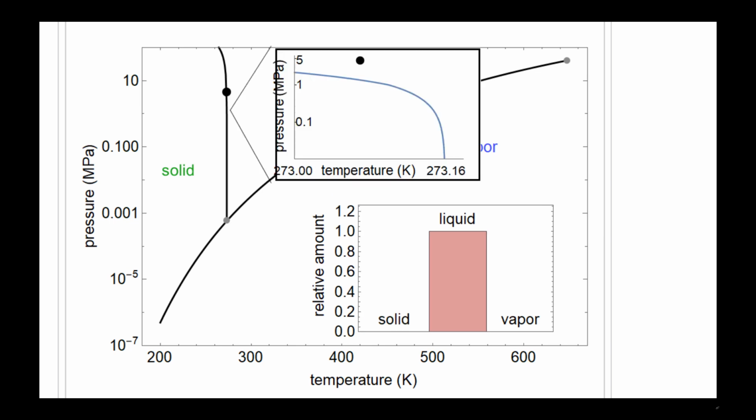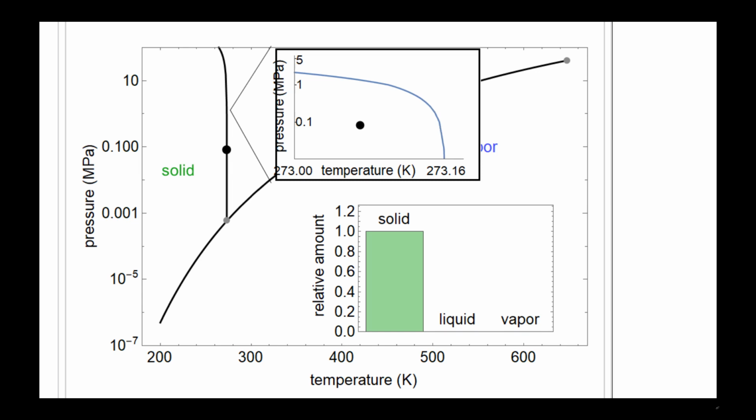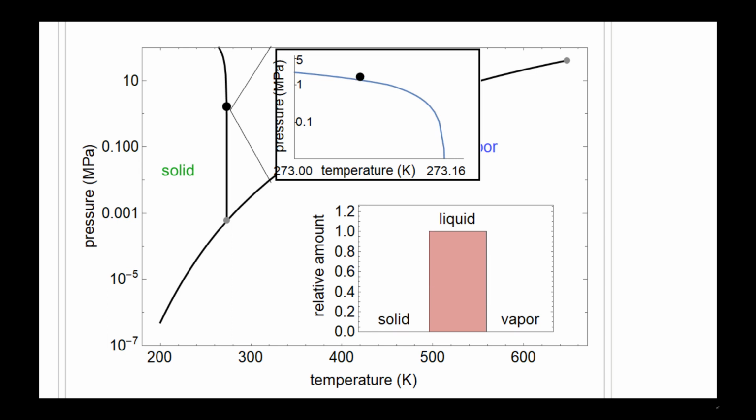So I'm showing here in this insert a very expanded x-axis. Notice we're only covering 0.16 degrees on this plot. So you can see that this line that slopes to the left means that if I increase the pressure on a solid, I'm going to convert that solid to a liquid for water. Water is relatively unique in this behavior in that raising the pressure on a solid forms a liquid.